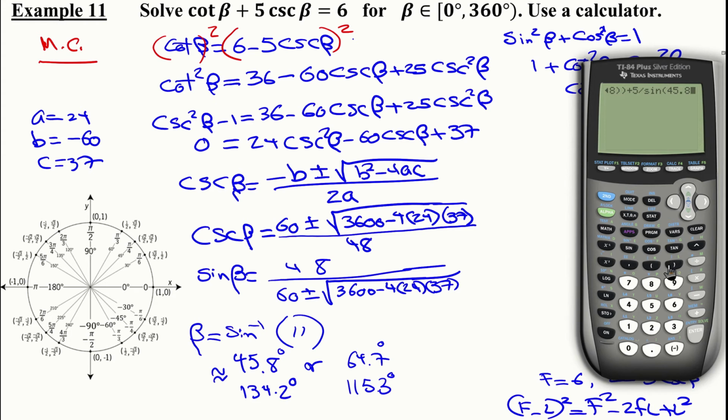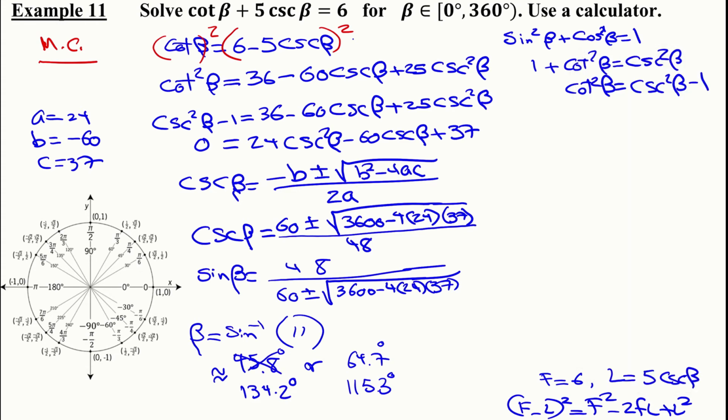45.8. And now we're ready to hit enter, because if we've done it correctly, in other words, hopefully we've done it correctly. That's not what I mean. I mean, if this works, if this is a solution, as soon as I hit enter, I should get 6. Let's see if we get it. And we don't. So that means right now we can go ahead and scratch that out. That was an extraneous solution.